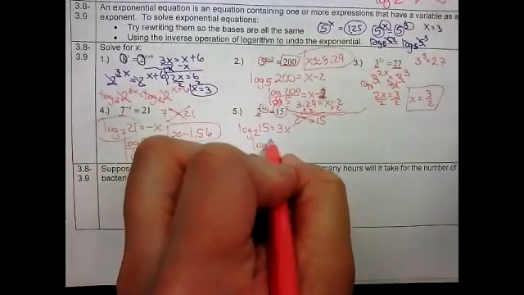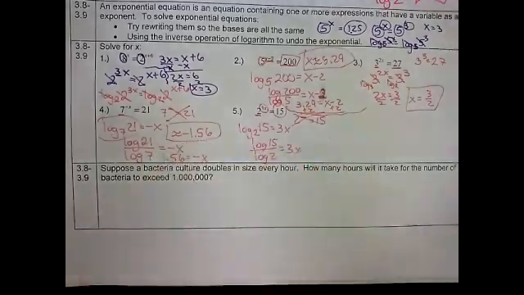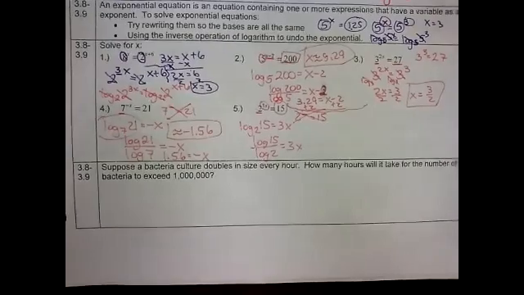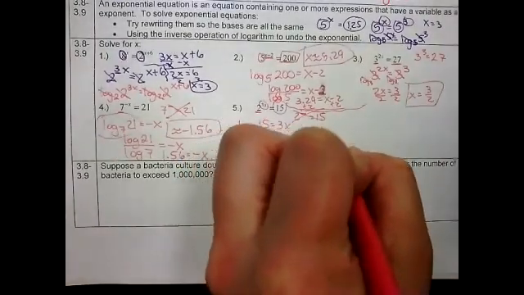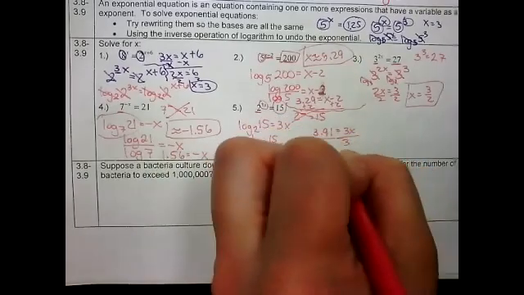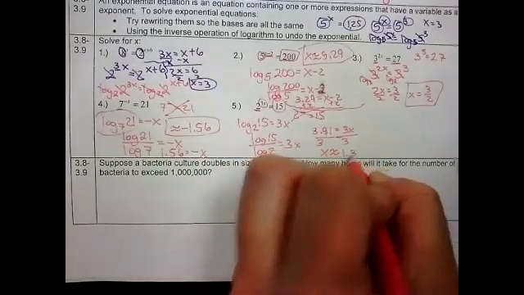Now I'm going to do my change of base formula. So log of 15 over log of 2 equals 3x. Type log of 15 divided by log of 2 into your calculator, and you get 3.91. Divide by 3, and you get x is approximately 1.3.